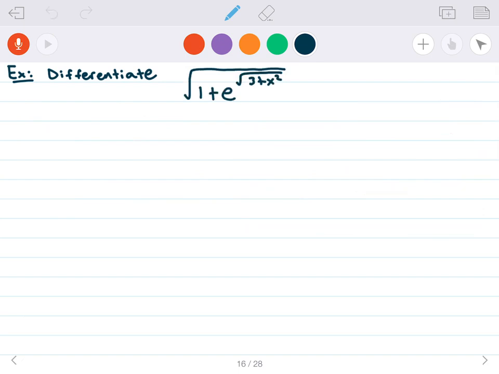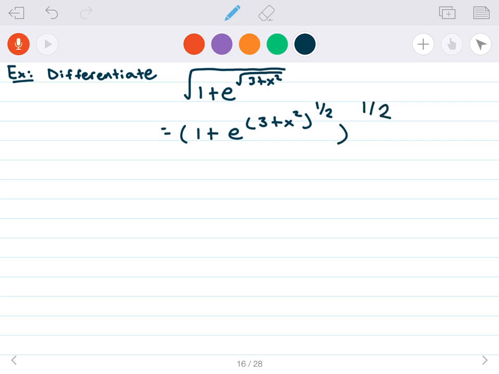Let's look at this one. So again, I'm going to rewrite this so that I have 1/2 instead of square root so that I can use the power rule. So the first thing I'm going to do is say this is 1 plus e to the 3 plus x squared to the 1/2, all raised to the 1/2.